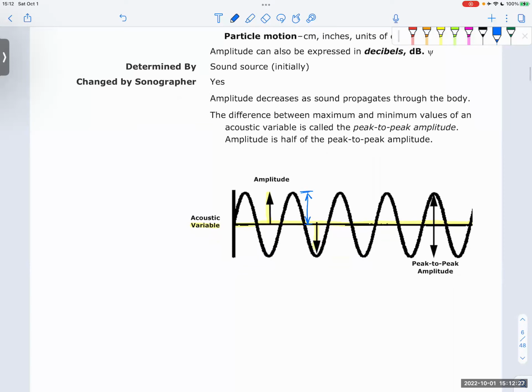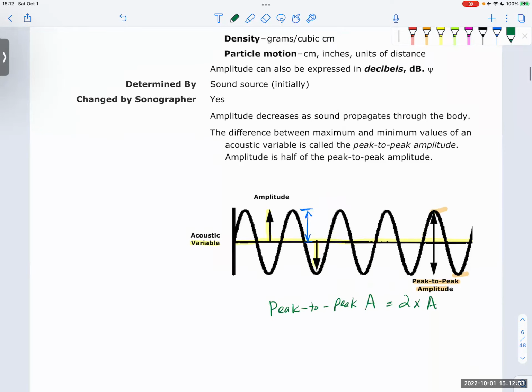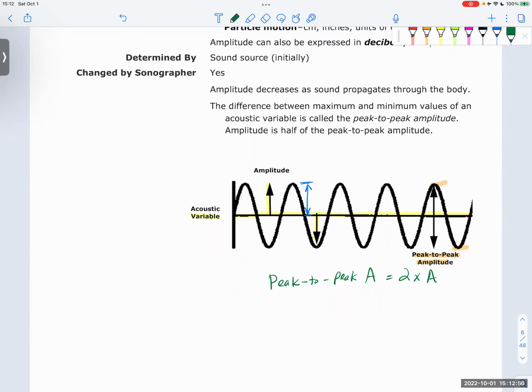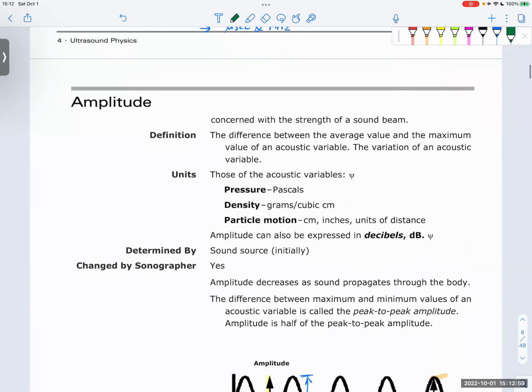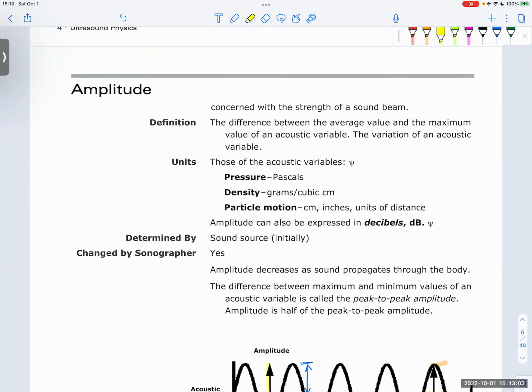There's something called peak to peak. It is the total deviation from the top to the bottom, so it will be 2 times the amplitude. I'm going to write that equation here. Peak to peak amplitude equals 2 times amplitude, because it has the distance above and below the baseline. Questions will ask you about the amplitude; peak to peak we don't really use clinically. So the difference between the average value and the maximum value of that variable is the amplitude.